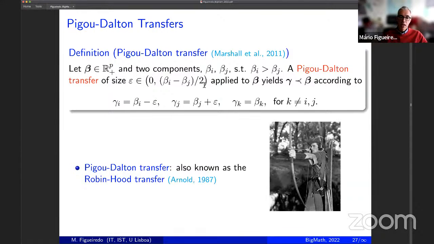So in essence, you find two individuals, one is richer than the other, you take a little bit of the money of the richer of the two, you give it to the poorer, but not too much, so that they don't invert their positions in the ranking of wealth. This is called the Pigou-Dalton transfer.